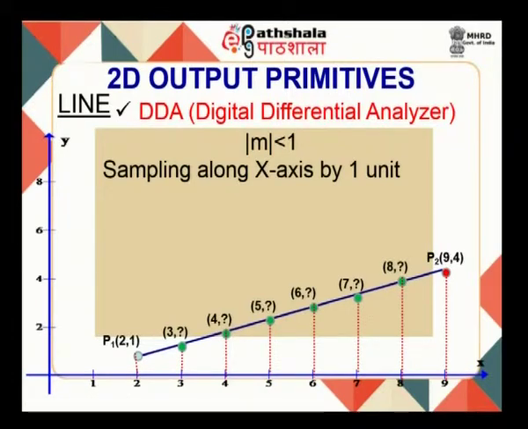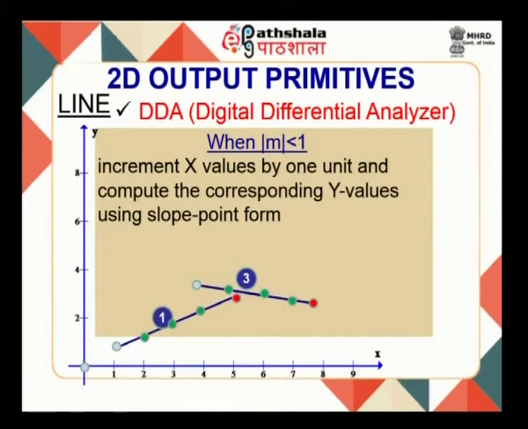So, as I said, we are going to sample this line along the x axis because the line has a slope less than 1, indicating that it is more inclined towards the x axis. It is mentioned already that line types 1 and 3 both show a case where the lines are more inclined towards the x axis. So, we will be sampling them along the x axis at unit intervals. The steps go like this: increment x values by 1 unit and compute the corresponding y values using the slope point form of a line.